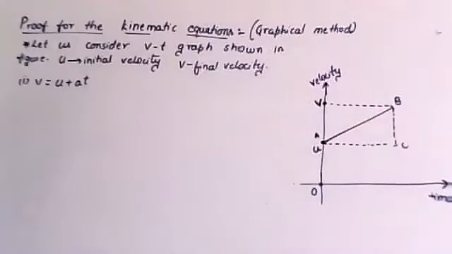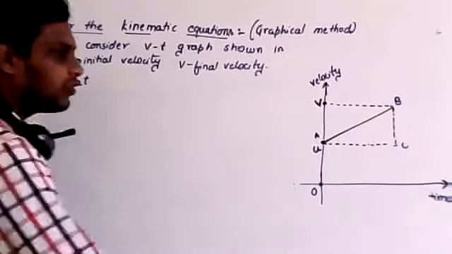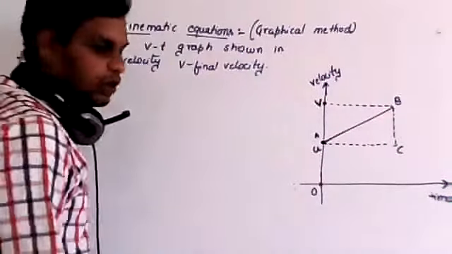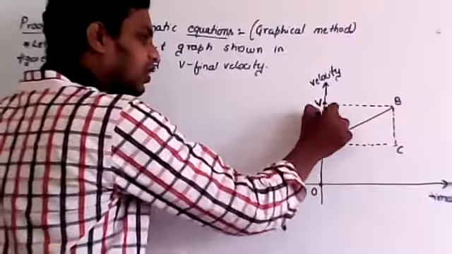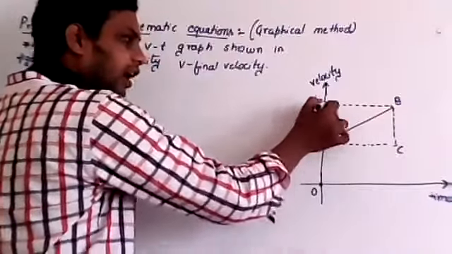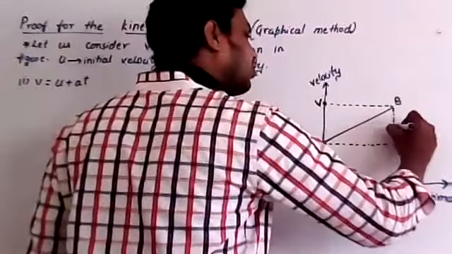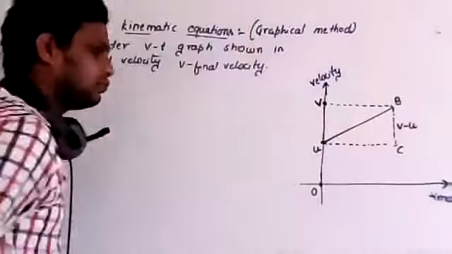Now tell me what is the BC value? See, from here to here, its value is V. From here to here, its value is U. Therefore, the BC value is V minus U.